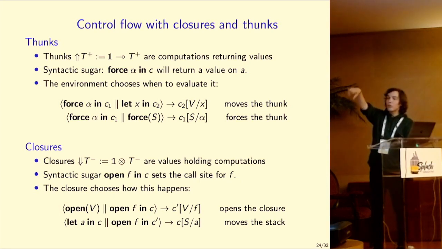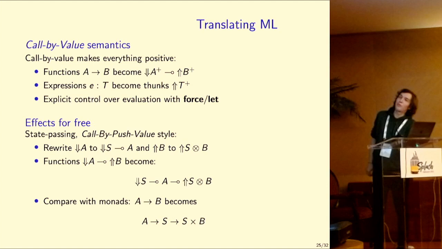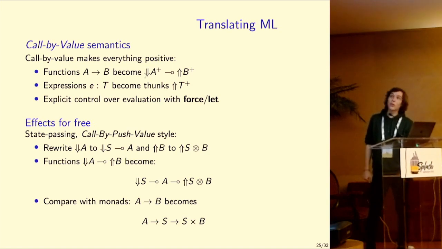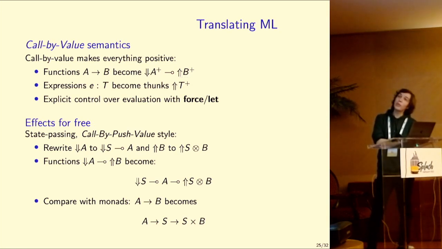And with those two syntactic sugars, we can define, for example, call-by-value semantics for our machine, in which functions from A to B become closures that take some data argument A and define a func that, when run, will produce some data of type B. So expressions in the language become funcs that return some data, and using what we saw to manipulate funcs, we can implement the operational semantics of call-by-value languages inside the machine.